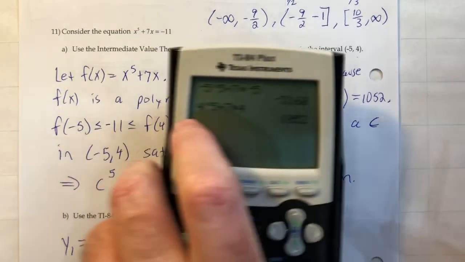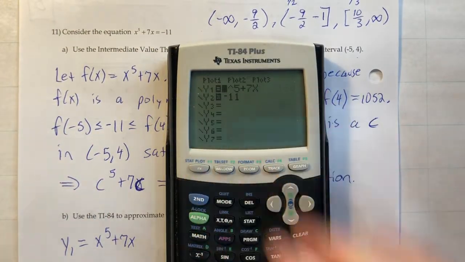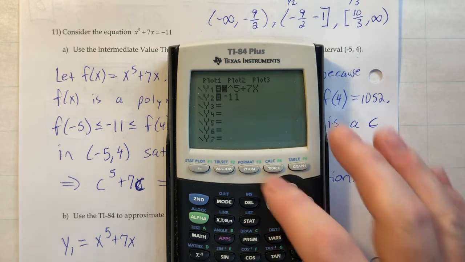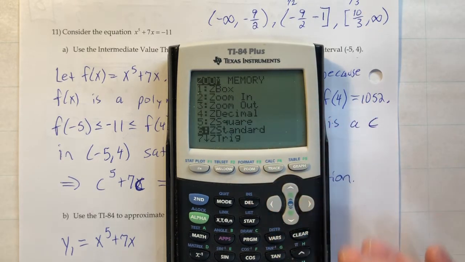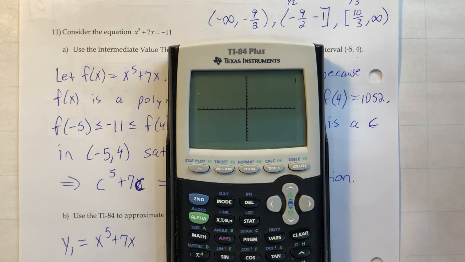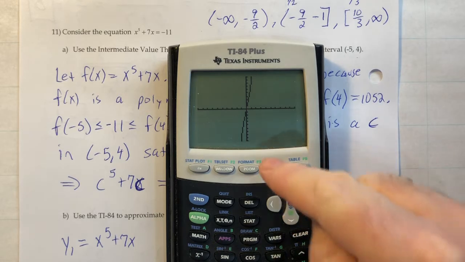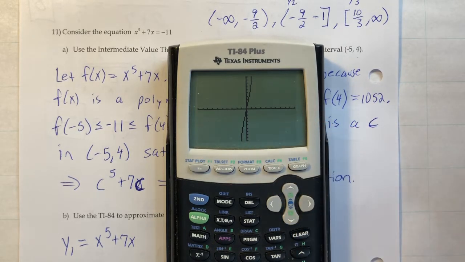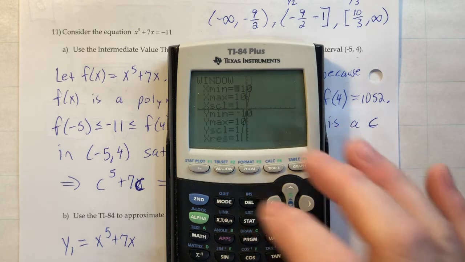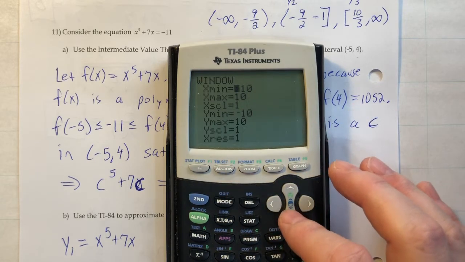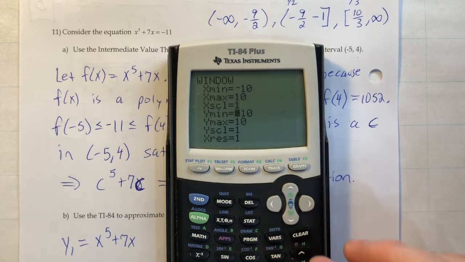So let's look at the calculator real quick. I went ahead and put those two functions in already. We can do a zoom standard, and we'll see the first function, the x to the 5th plus 7x. Then we don't see the negative 11, and that actually makes sense because the zoom standard only goes down to negative 10. So if I want to see that, I would change my window to go down farther. So instead of just going down to negative 10, I could go down to negative 20.